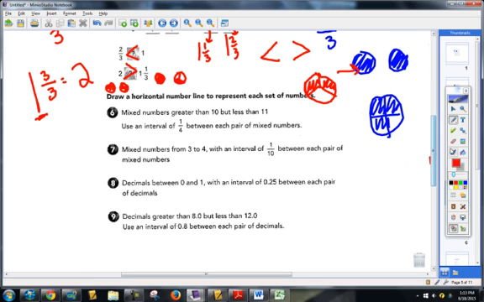Okay, draw a horizontal number line here. We'll go ahead and do this one. It's pretty easy. It wants us to do mixed numbers greater than 10 but less than 11. So like we talked about on last night's video, are we going to start this, don't write this, at 10 and go to 11? Hopefully you're all saying no, because we only want our number line to represent numbers greater than 10 but less than 11.